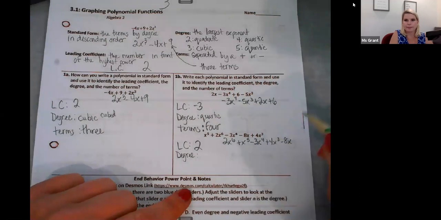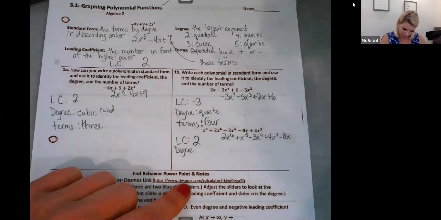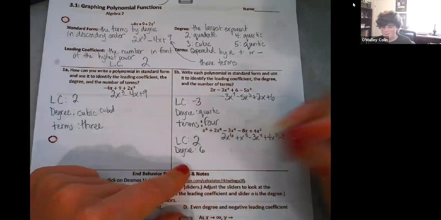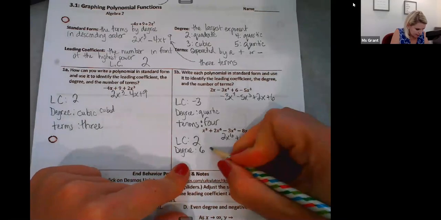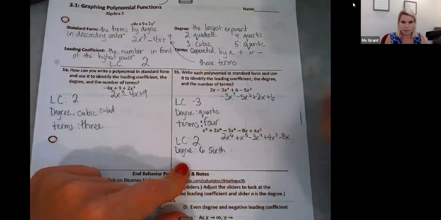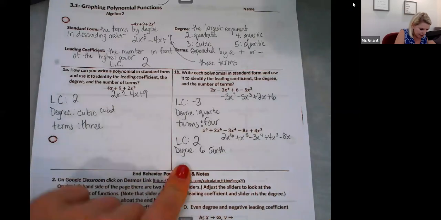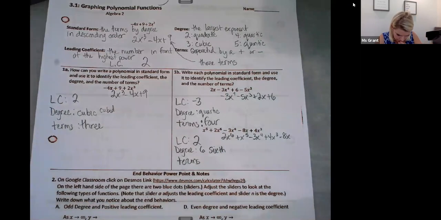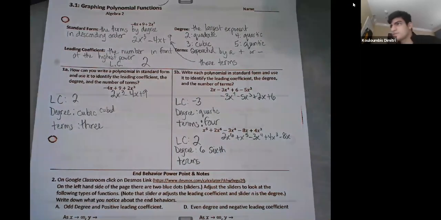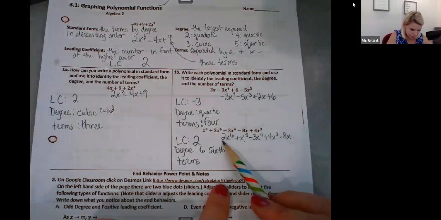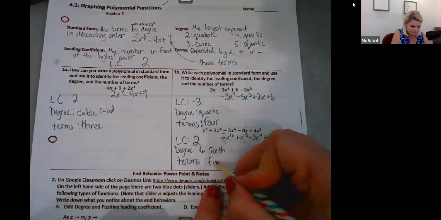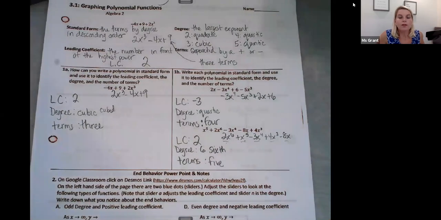What exponent is it to? 6. Yeah. 6, S-I-X-T-H is the same as writing the number 6. Terms, how many are there? Dimitri. There's 5 terms. 1, 2, 3, 4, 5. Perfect. That's the basics. That's like the easy part.